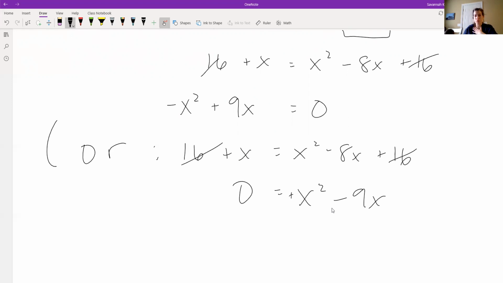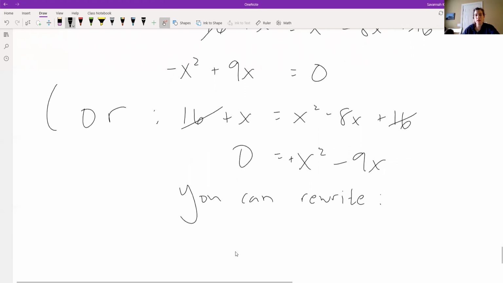Excuse me, I've got the hiccups here. If you don't like seeing that, you can rewrite it. If 2 equals x, then x equals 2, so you can write stuff either way.